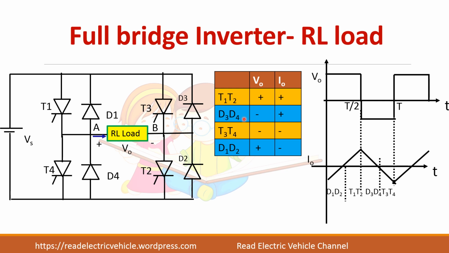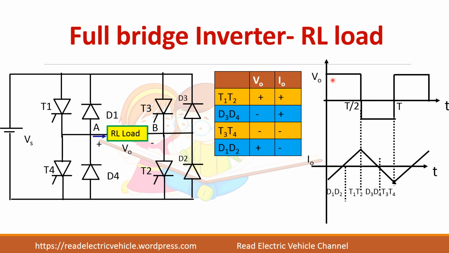When D3 and D4 conduct, so D3 is here, D4 is here. So this B will be connected to plus Vs, that is, the negative of the load is connected to the supply. So you will get minus V, whereas current flows from A to B only, so it is positive. So similarly the table is filled up.